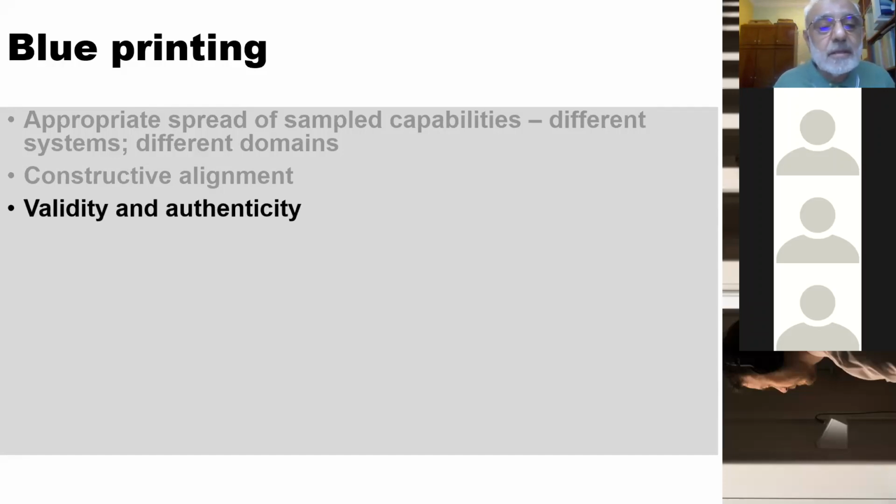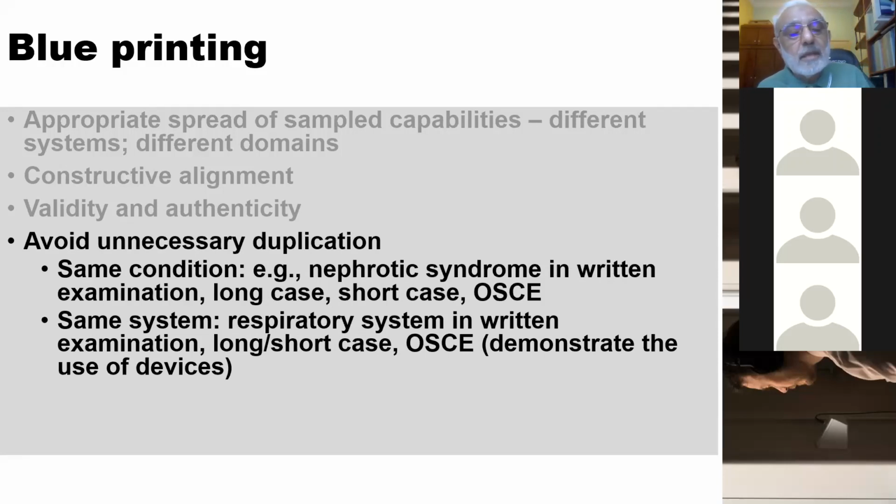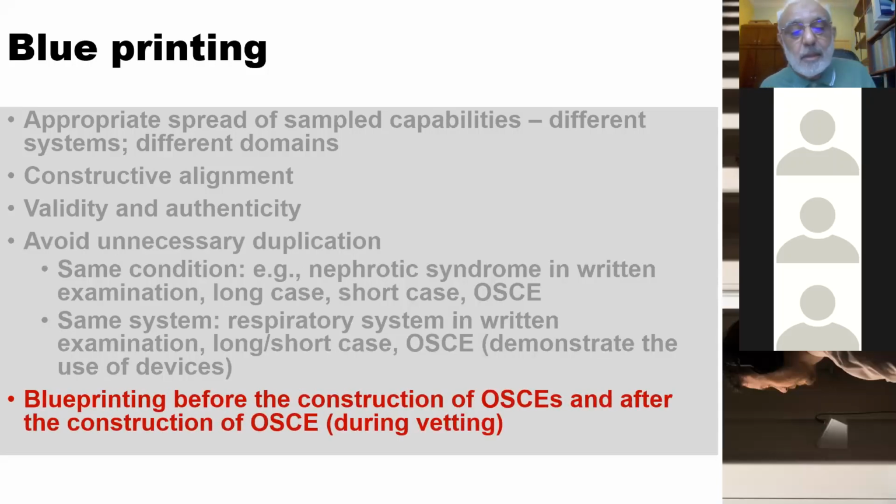Of course, valid and reliable, authentic questions, and avoid unnecessary duplication. For example, the same condition, nephrotic syndrome, coming in the written examination, long case and short case, and again in OSCE. Or the respiratory system in the written examination, long case, short case, and OSCE. If we have proper blueprinting, we can avoid this duplication. Blueprinting before the construction of OSCE and after the construction during vetting is a very useful approach.